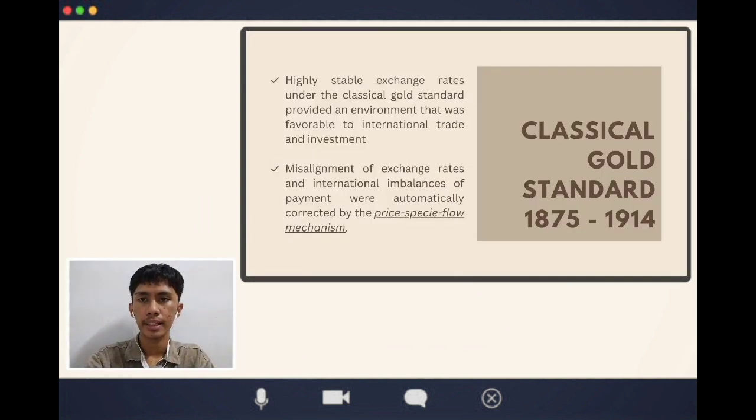Highly stable exchange rates under the classical gold standard provided an environment that was favorable to international trade and investment. Misalignment of exchange rates and international imbalances of payment were automatically corrected by the price-specie flow mechanism.